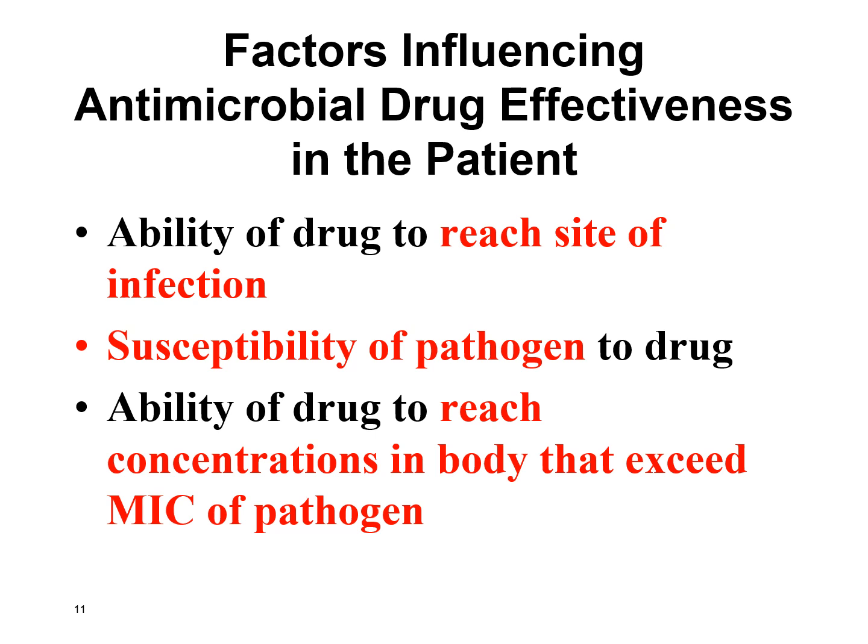There are several factors that influence the effectiveness of an antimicrobial drug in the patient. The first one is the drug has to be able to reach the site of the infection to be able to work. And then each pathogen has its own susceptibility patterns to different antibiotics or antimicrobial drugs, so we have to look at that. And then we also need to make sure that the concentration of the antibiotic is above the MIC for that pathogen at the site of the infection.